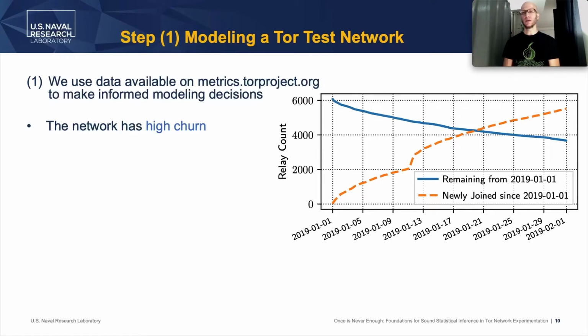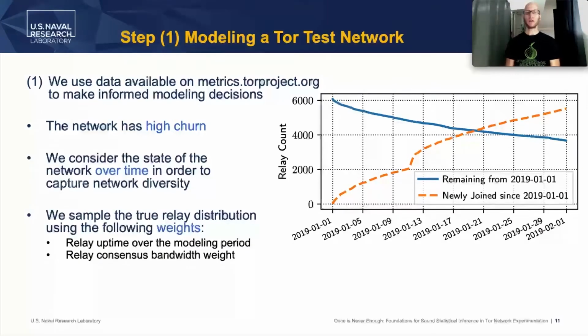We see that 2,000 relays left the network by the end of January. And the dashed line shows how many new relays joined the network from the beginning of January through the end of January. We see that over 5,000 relays joined the network. So this shows that there's a very high level of churn in the network. Our modeling technique is to consider the state of the network over time in order to capture this diversity in relays that are joining and leaving the network. We sample relays from the full set of relays that we observe. We sample them according to their uptime during the modeling period and also according to their bandwidth consensus weight.